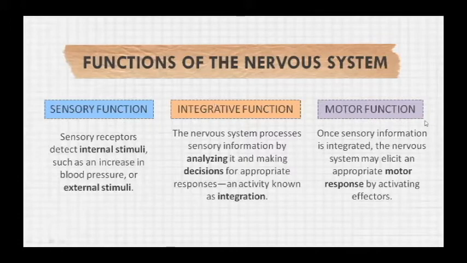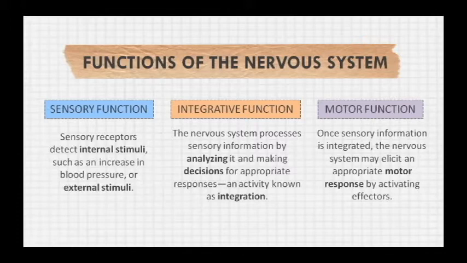The sensory function is achieved through sensory receptors which detect internal stimuli, such as an increase in blood pressure, or external stimuli. So basically, the nervous system is the one responsible for sensing, because one of the functions of the nervous system is the sensory function, which senses changes or stimuli through its sensory receptors.